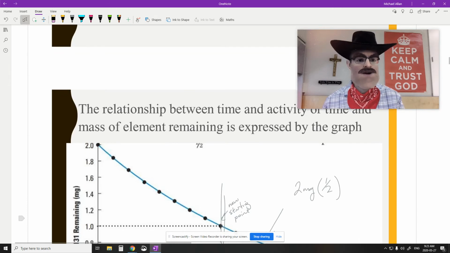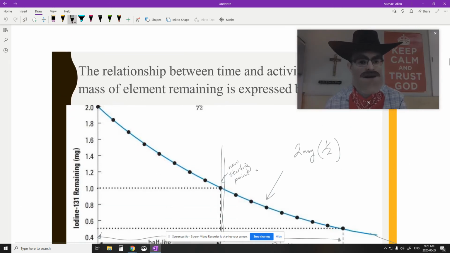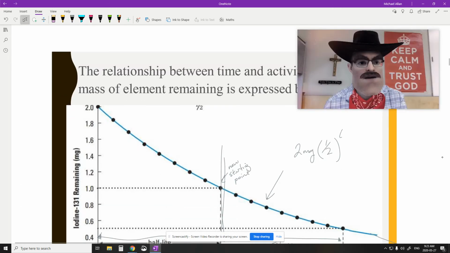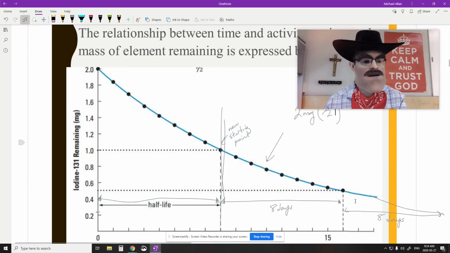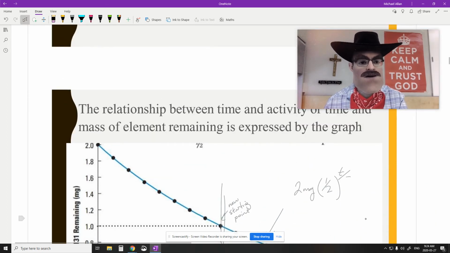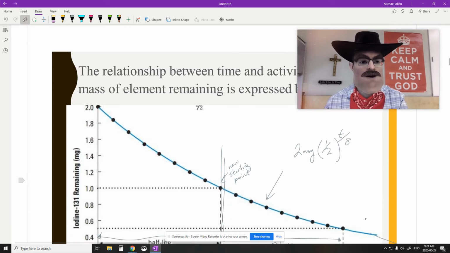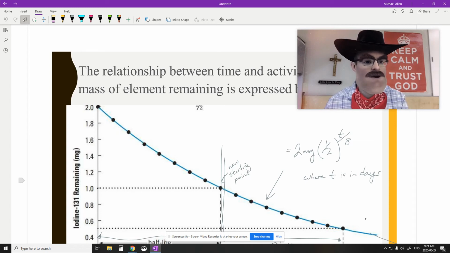So most of the time when you write these formulas out, we don't write n here. We write t over p, and p being the half-life in this question is 8 days. Yeah, we said it was 8 days before. So I put 8 days there, and I'll just put down here where t is in days. Right. So this would be my equation to determine the mass that's left over.